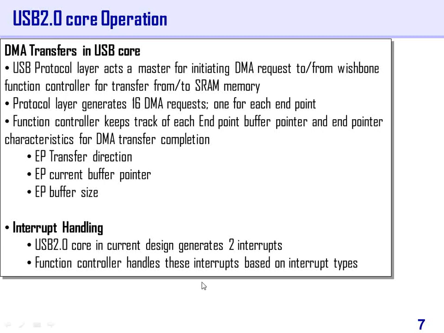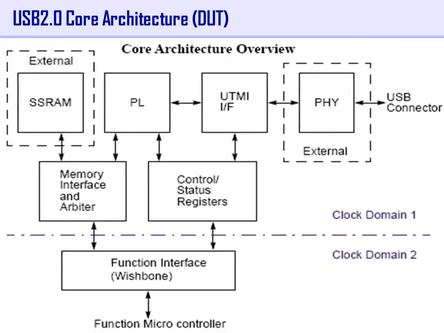The function controller handles this interrupt based on what? Interrupt type. What type of interrupt is coming? Is it an interrupt specific to an endpoint? A lot of things. This is the architecture. Now it should be clear to you what block does what. So essentially, what is my USB core all about?